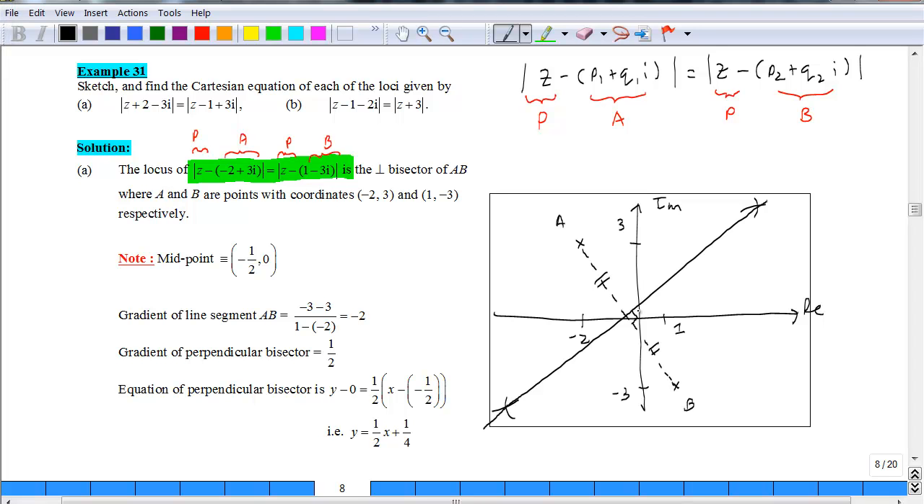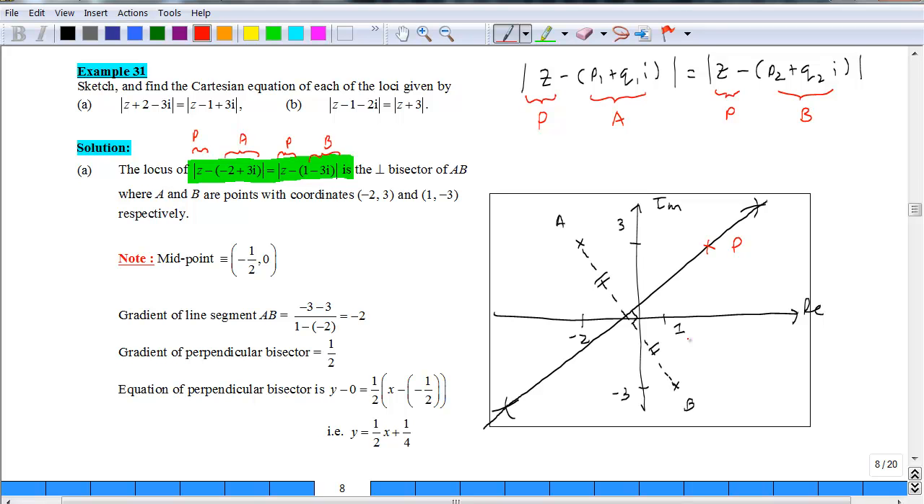Okay, so like what we have discussed before, any point on this line, if you were to connect it to the point A and the point B, the distance from A to P and P to B is always the same, and that actually satisfies the equation. Alright, so some other things to take note of.